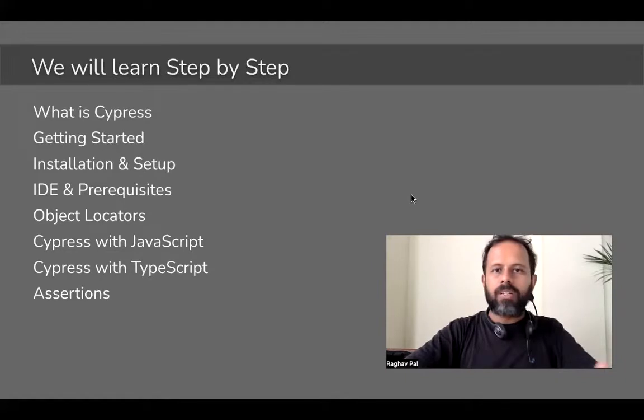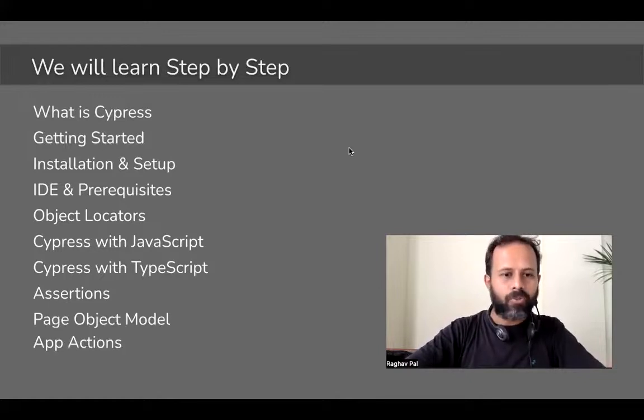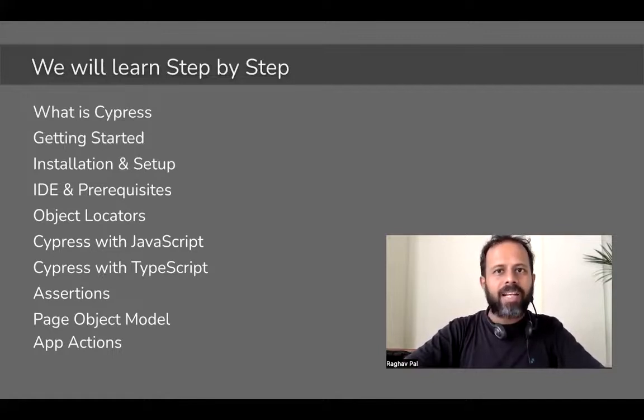Then we will look at assertions. What are assertions? What are the verifications and checks that we can use in Cypress? How do we use it? We will learn about page object model design. How do we create a page object model framework in Cypress? And we will also look at what are app actions and how does app actions differ from page object model. Then we will learn how do we group tests and how do we run groups of tests.